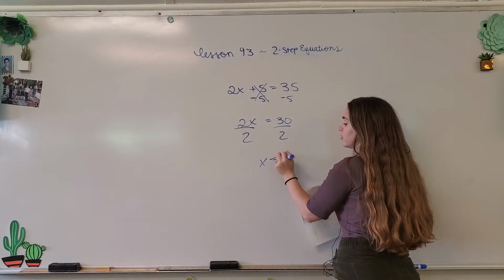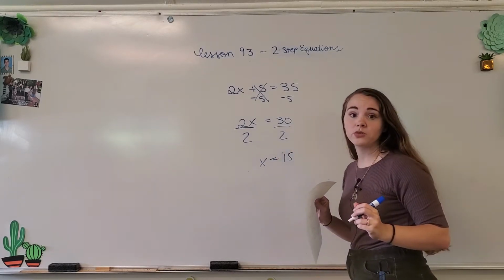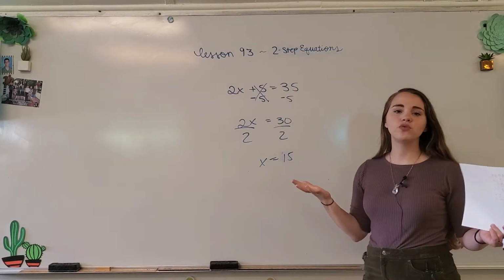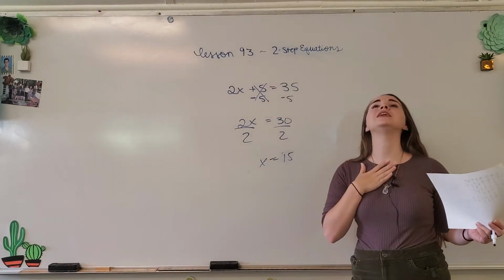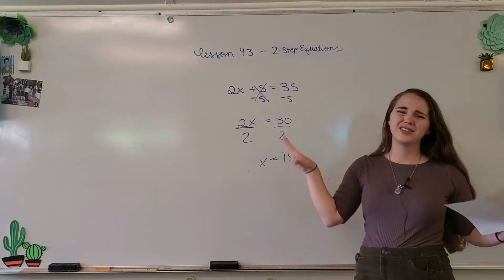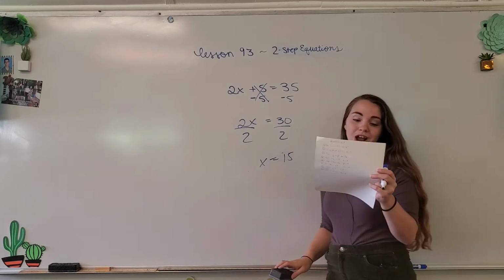I guess I was in a hurry, that was really ugly. X equals 15. So it's honestly not difficult, you just have to know which to do first. Don't try to divide first, please. You're gonna have such a mess. Because if you divide, you have to divide by everything. It's gross. So always add or subtract first.